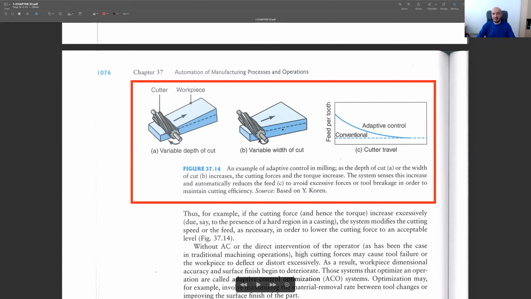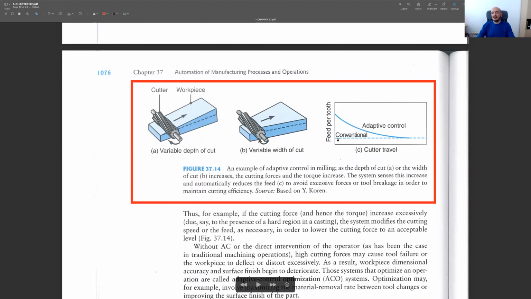Again, another example, a similar one. This time we have a variable width of cut. Again, as this tool is moving, we need to decrease the speed of the cutting tool. Otherwise, we will harm the cutting tool and we may even break the tool. So this is, again, the same thing we need to do in adaptive control. As our cutting tool is moving to the right, we need to decrease the speed of it. But in the conventional approaches, we don't care about this information related with the product. We don't care about the depth of cut or the width of the cut. We always go at the same speed.